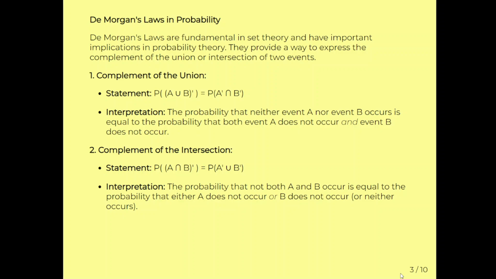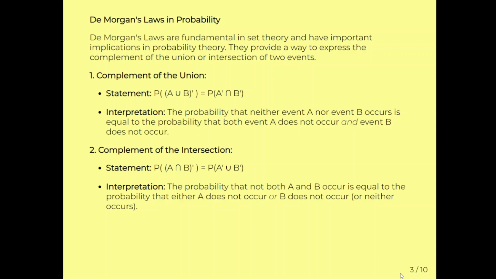Okay, so complement of the intersection. Very similar. It's actually almost like a mirror image, but let's read it out. So we have the intersection of A and B, and we're interested in the complement of that. So we have the complement of the intersection of A and B, and we're interested in the probability of that. That's the left-hand side of that equation. And that is equal to the probability of the complement of A union the complement of B. Interpretation: the probability of not both A and B occurring is equal to the probability that either A does not occur or B does not occur, or neither occurs.